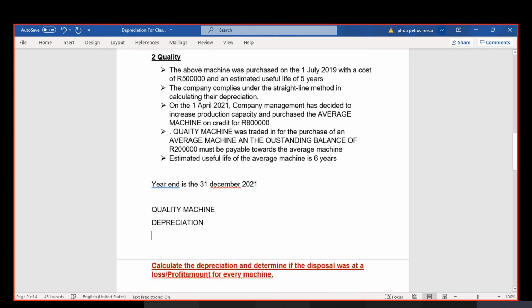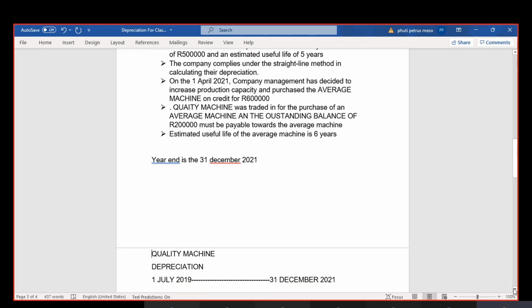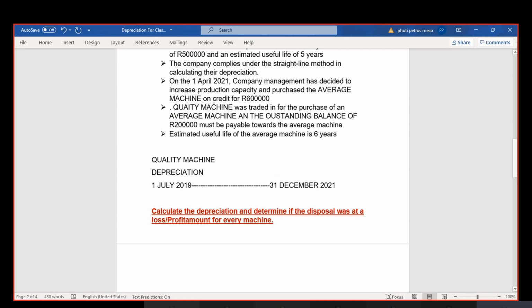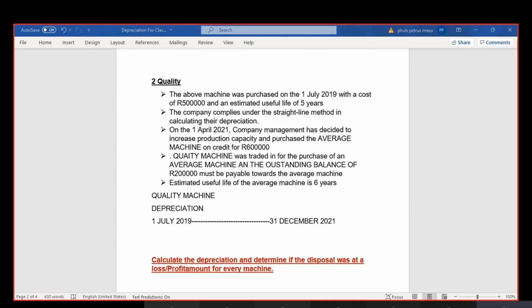We're going to develop our timeline and check when it was purchased. So this machine was purchased on the 1st of July 2019, up until our year end, which is the 31st December 2021. Right, who wants to help me on this one? Let me just delete this one because we know that our year end is 2021. And who's got an idea on how to approach this kind of question?